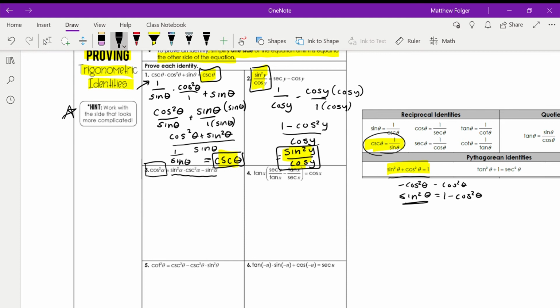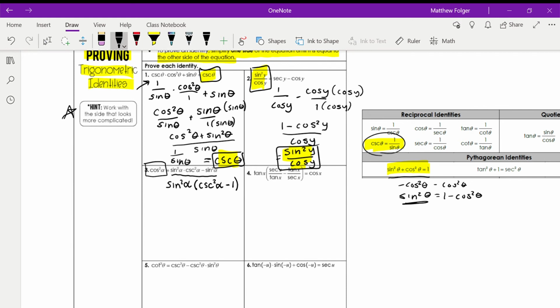So what can we do with sine squared alpha times cosecant squared alpha minus sine squared alpha? Well, you might notice that there's a sine squared alpha in both terms of this, which means you can factor it out. So what I have is sine squared alpha, parentheses, and let's see what's left. We have cosecant squared alpha minus, and then there's just 1 there because we took the sine out.